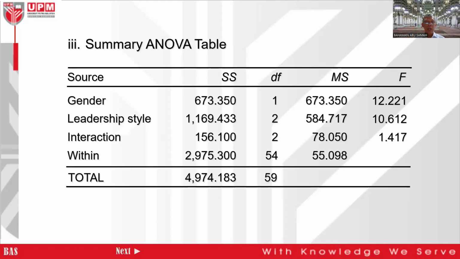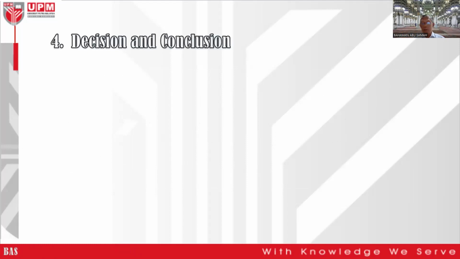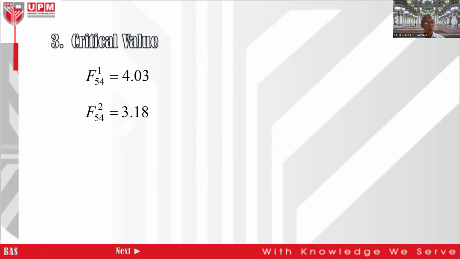For the critical value, everything will be degree of freedom for the factor and degree of freedom for within. For gender it will be 1 and 54. Leadership style will be 2 and 54. And interaction will also be 2 and 54. Those are the two degrees of freedom required before we can derive the critical value from the F table. So for gender, 1 and 54 at 0.05 will be 4.03. For leadership style, 2 and 54, 3.18. And for the interaction, the same thing, 2 and 54, will be 3.18.